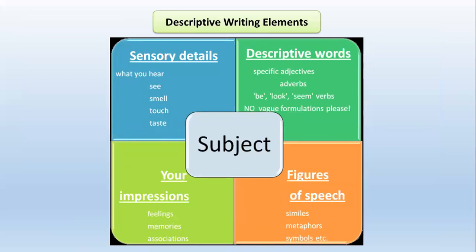Now we move on to the descriptive writing elements. Again, sensory details, what you hear, see, smell, touch, or taste. Descriptive words, for example, specific adjectives, specific adverbs, be, look, seem verbs, for example, and we use no vague formulations. All right? So we make everything clear. We write our ideas clearly. And then your impression, so your feelings, your memories, your associations, figures of speech, similes, metaphors, and symbols.